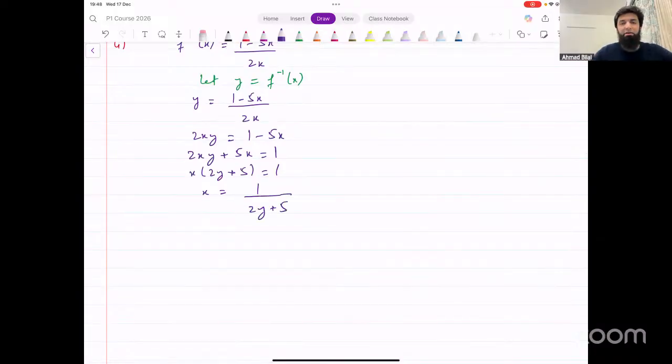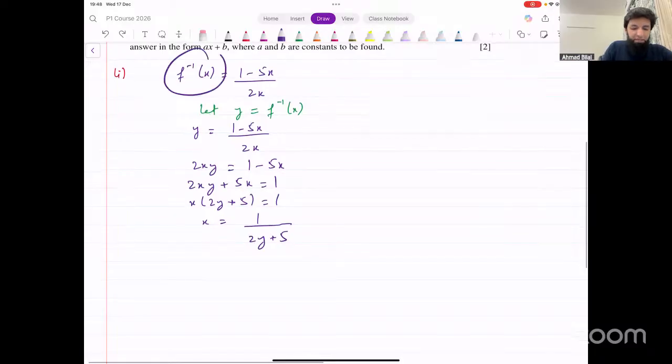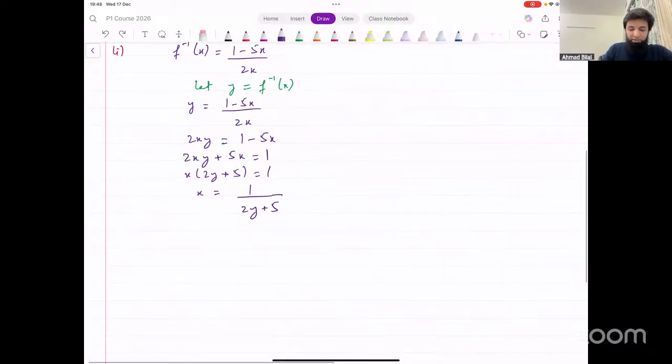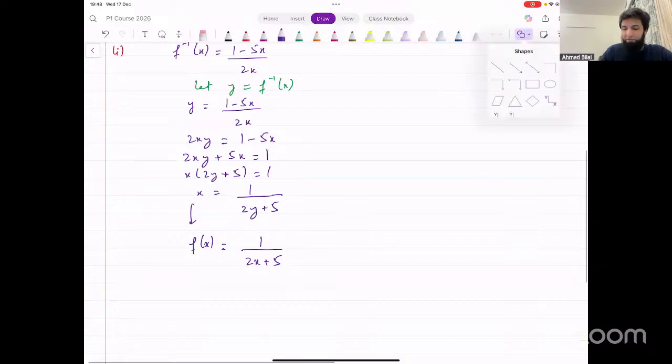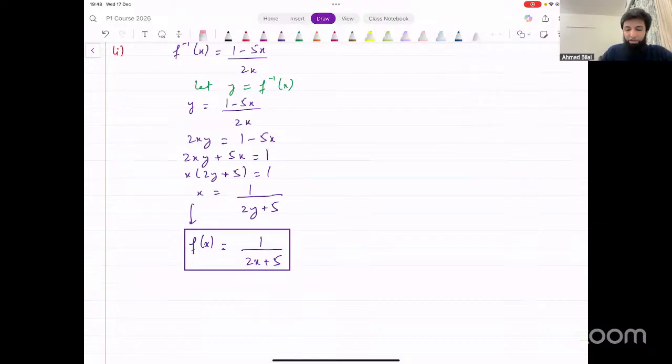Now, earlier, we used to replace this with f inverse of x. But we started with f inverse of x in this case. So we would say, let's replace this with f of x, and on the right side, replace the variable y with x. And that gives us 1 over (2x plus 5). This is the original function that we were looking for. So it's the same thing that we do when finding the inverse of a function. When we find the inverse of f inverse, we'll get back to the original function.